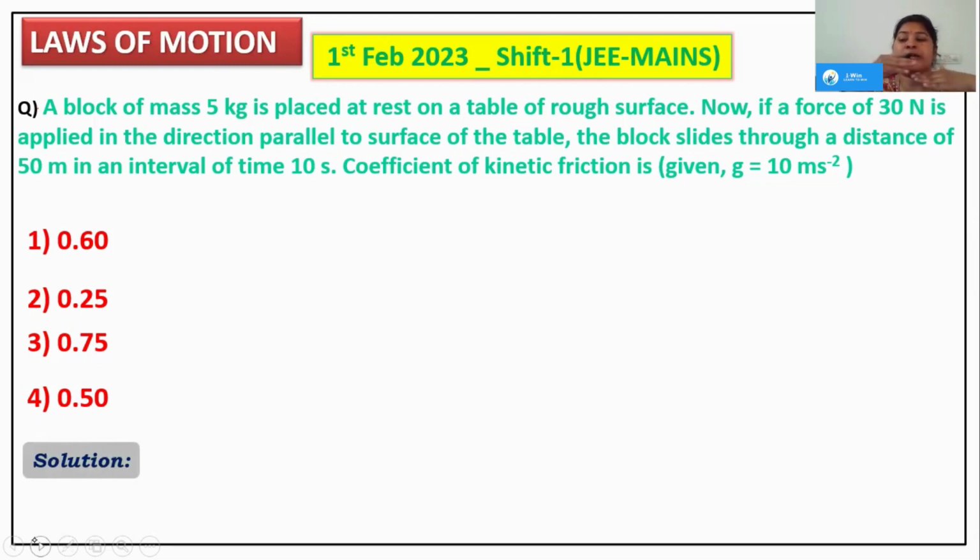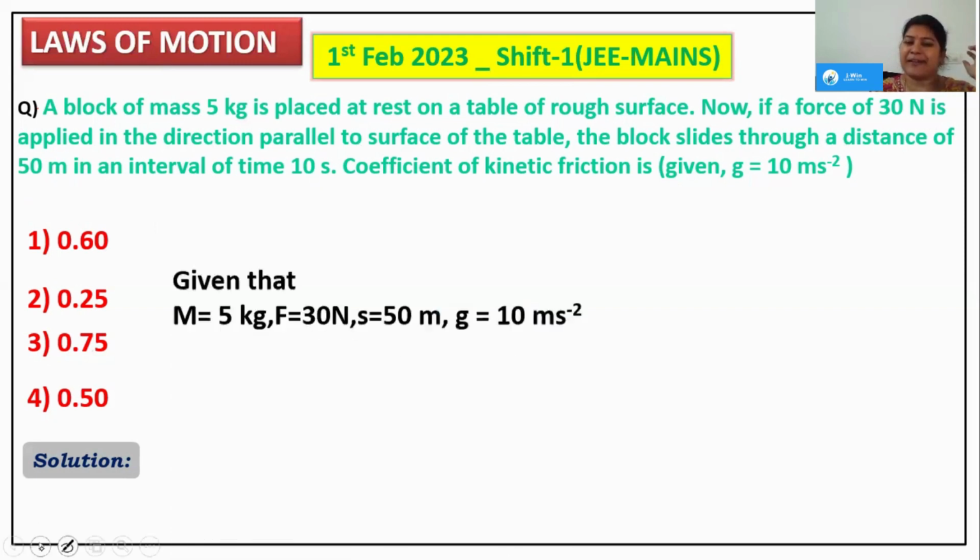Before solving this problem, what is the data given? Once you observe, mass is given, 5 kg. Applied force is 30 Newton parallel to the surface. Distance traveled by the block is 50 meters, and the time interval is 10 seconds. And g value is 10 meters per second square. These are the given data.